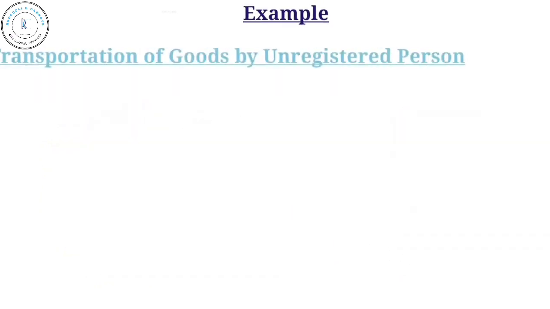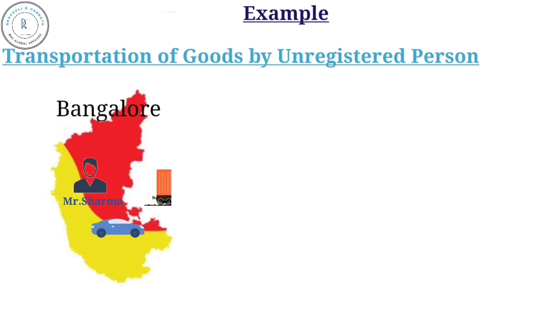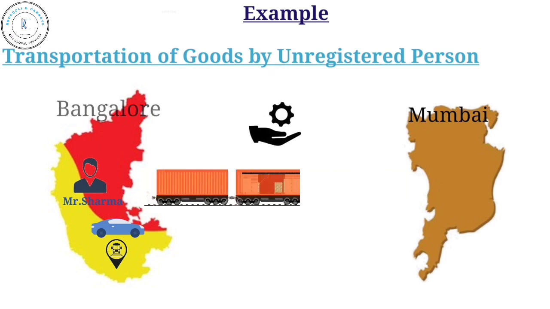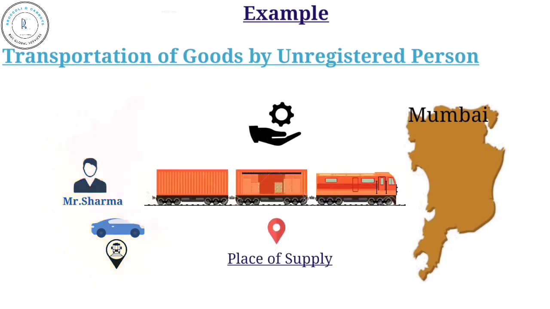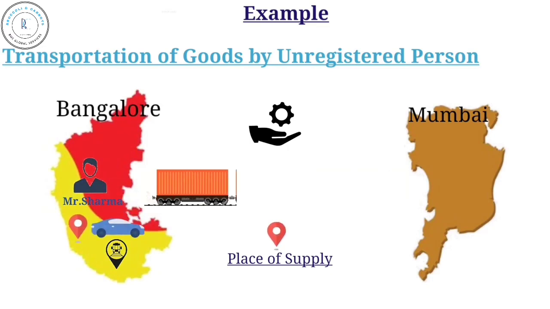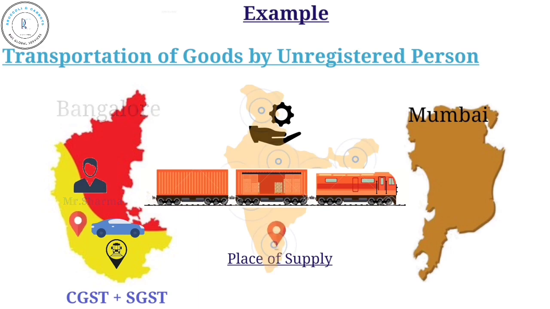Example: transportation of goods by unregistered person. Mr. Sharma, in Bangalore, is transferring his car by rail freight to Mumbai. He puts up the car in Bangalore station. Supply of services: transporting goods. Place of supply will be Karnataka, location at which such goods are handed over for their transportation. And CGST plus SGST will be charged, as Indian Railways have a pan-India presence and are registered in all states. So, that is all for this topic.